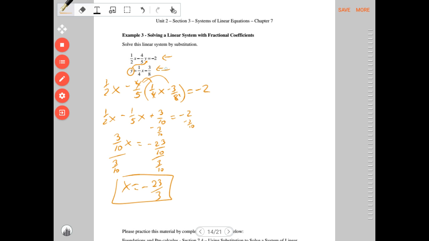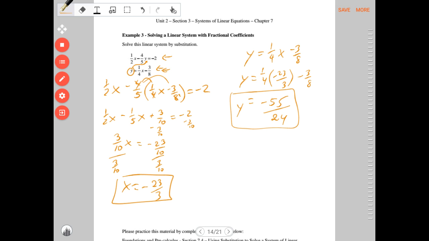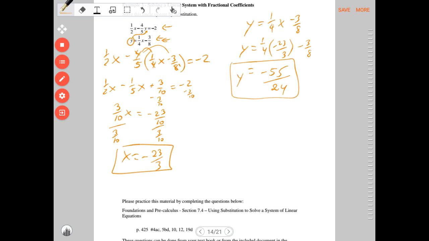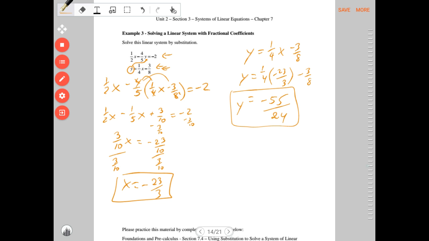I'm going to use the second equation because it's less work. Y equals 1/4 x minus 3/8. So y equals 1/4 times -23/3, okay, minus 3/8. And when you type all of that in, you get -55/24. Okay, yes, the numbers are really nasty, but don't worry about it. It's not a big deal. The numbers are what they are. Okay, so that's how we solve it with the fractions.